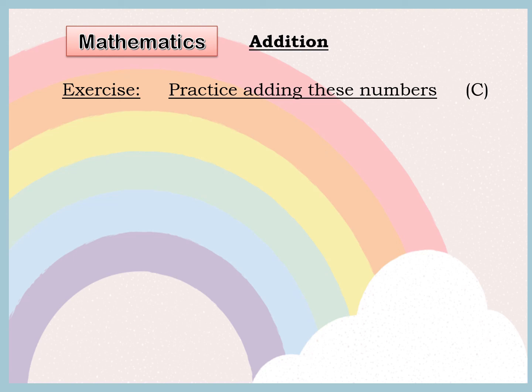So I'm going to read question number 1. Number 1 is 16 plus 3 equals. 16 plus 3. Now don't forget your pencil and your paper. Kindly write 16, then write the symbol plus, then write 3, and then equals.